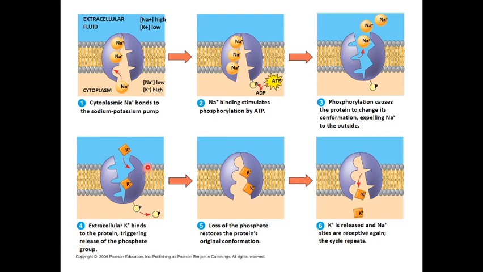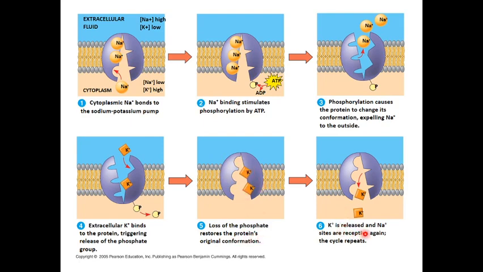And another phenomenon: at that time the extracellular K plus ions bind here. Now you see K plus ion concentration is low inside and high outside. At that time you are sending these K plus ions from outside the cell to the inside. K plus binds to the protein, triggering the release of the phosphate group. The phosphate group which was attached earlier during phosphorylation detaches, and loss of phosphate restores the protein's original conformation like this. At that time our K plus ions came inside.